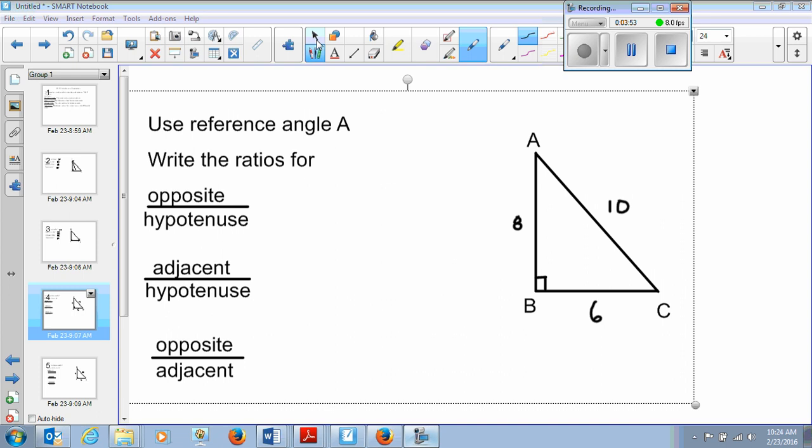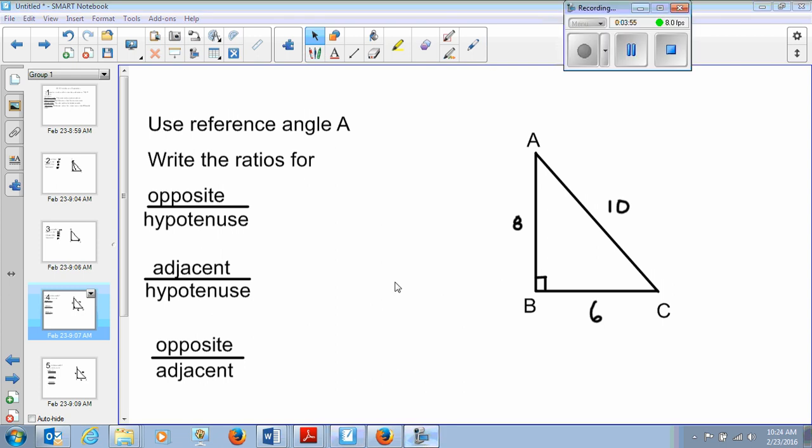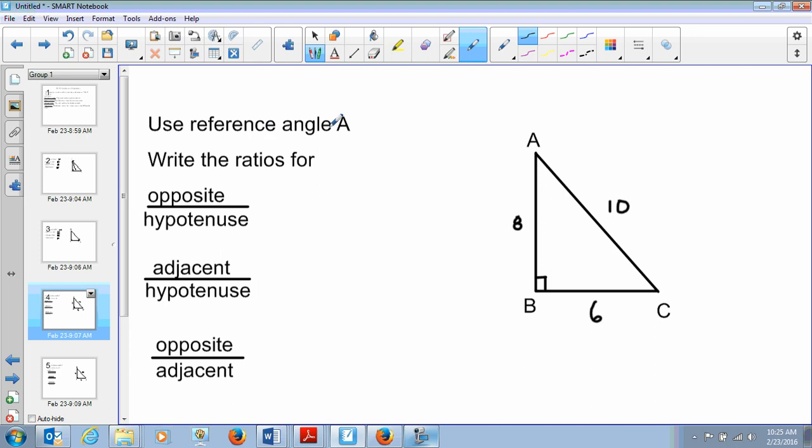So as we move forward here, keep that back up there. We want to use our reference angle A. So A is going to be my reference angle. I marked that just to kind of remind me. And I want to write the ratios for the opposite over the hypotenuse. Now this is how we do this. They're going to have some questions that ask you to write these ratios.